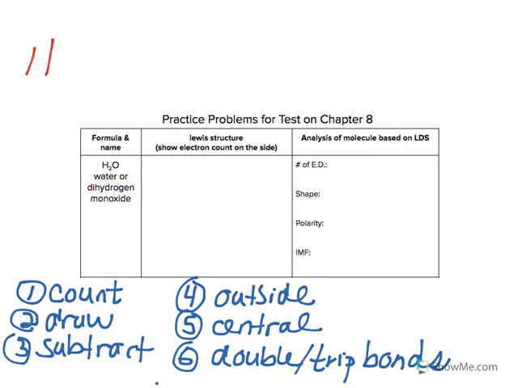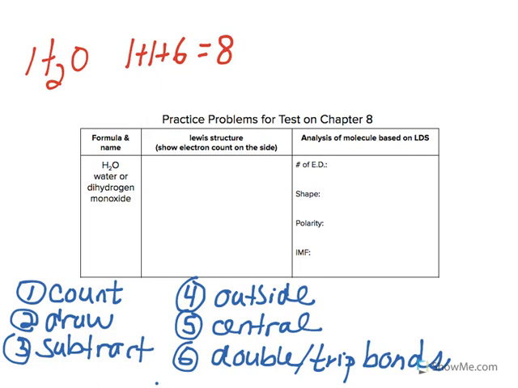So the first thing we need to do is count the total number of valence electrons in H2O. And H2O has 2 hydrogen and 1 oxygen. Each hydrogen has 1 valence electron, and oxygen has 6, and I know that from its location on the periodic table. So the total number of valence electrons that water can have is 8.